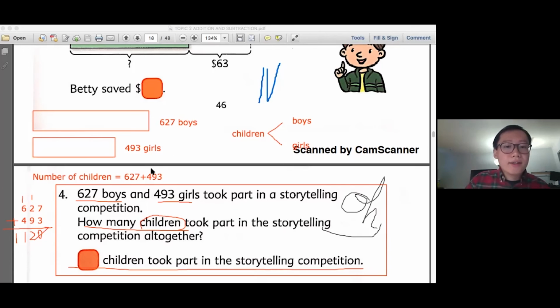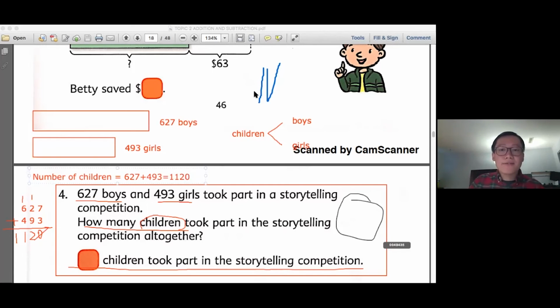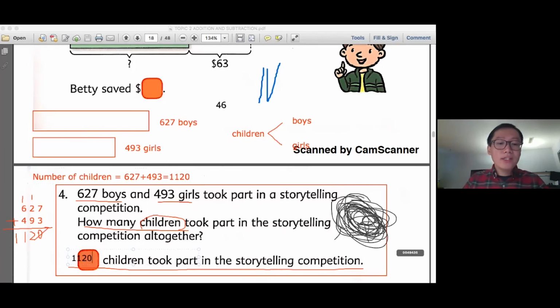So we can say the number of children is 1,120. So let's fill in the blank. 1,120 children took part in the storytelling competition. Okay.